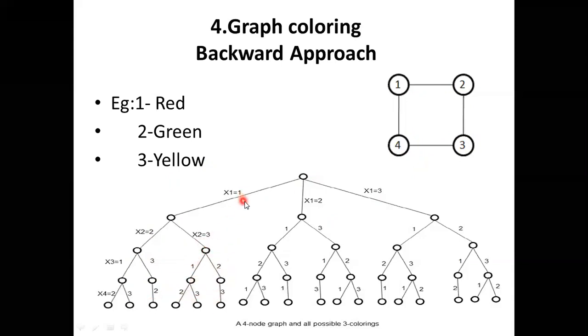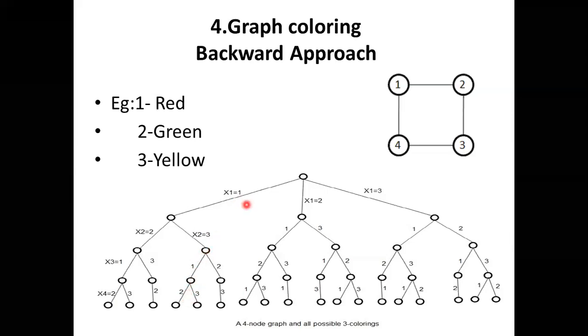See here, X1 is equal to 1. That means X1 I am using red. X2 I am using yellow. X3, which are the options I can use? Remaining 2, 1 and 2. Red and green I can use. Right? And this is the option for X4. X1 is red. X2 is 3, yellow. X3 is again red. Then there are 2 options because this is repeating X1 here.